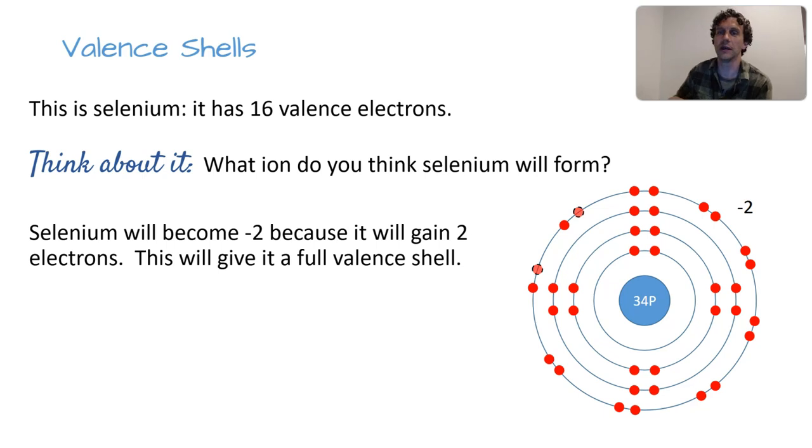Yeah? So the ones on the left side of the periodic table, they become positive because they are losing electrons. The ones on the right side of the table will gain electrons and become negative.